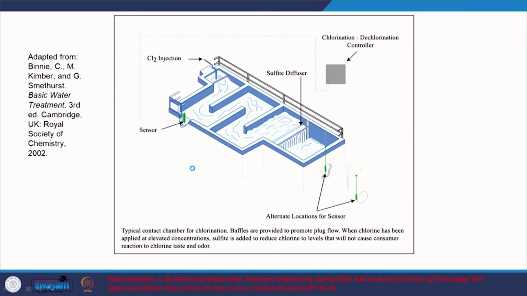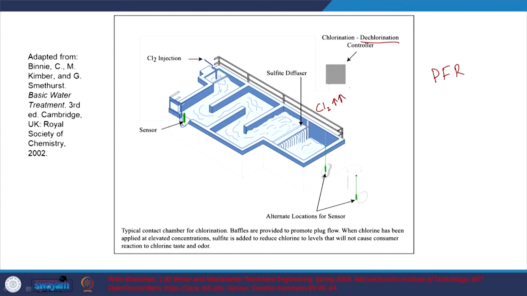So I guess here what do we have? This is for chlorination, a simple or typical system. Chlorine, Cl2, is being injected here. We have sensors obviously, and different controllers for chlorination and dechlorination. We will look at why we need to dechlorinate the system. So, what do we have out here? It is a typical contact chamber for chlorination. Baffles are provided to promote plug flow, right. You want a plug flow reactor as much as possible, because for the same volume the net rate of loss is typically higher.